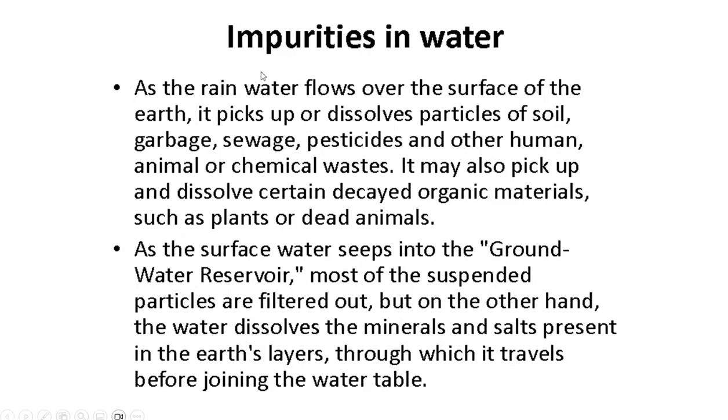We have continued this topic, impurities in water. As the rainwater flows over the surface of the earth, it picks up dissolved particles of soil, garbage, sewage, pesticides, and other human, animal, or chemical wastes. It may also pick up and dissolve certain decayed organic materials such as plants and dead animals. If the surface water seeps into the groundwater reservoir, most of the suspended particles are filtered out. But on the other hand, the water dissolves the minerals and salt present in the earth's layers through which it travels before joining the water table.